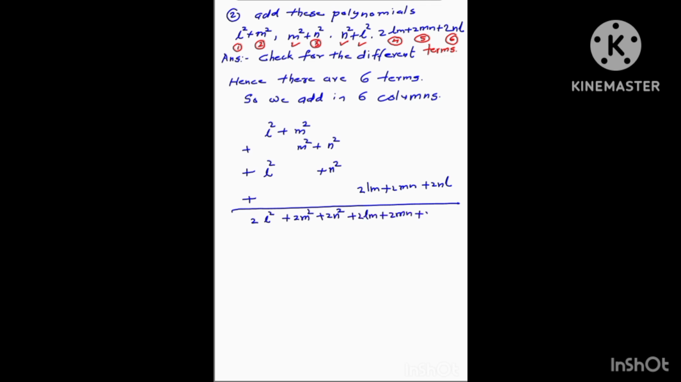2l square plus 2m square plus 2n square plus all this. Okay, so in this you can take 2 common. So the answer will be 2 common, and in the bracket you will get l square plus m square plus n square plus lm plus mn plus nl. That's all. That's the answer. See how simple it is. It is very easy. Okay, that is the answer.